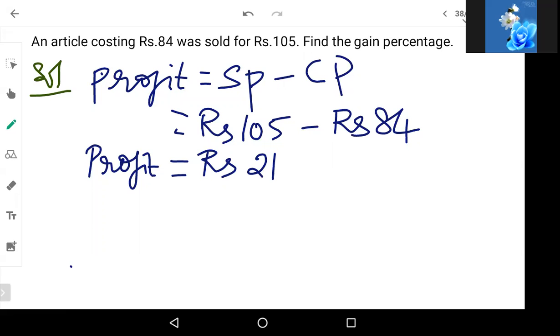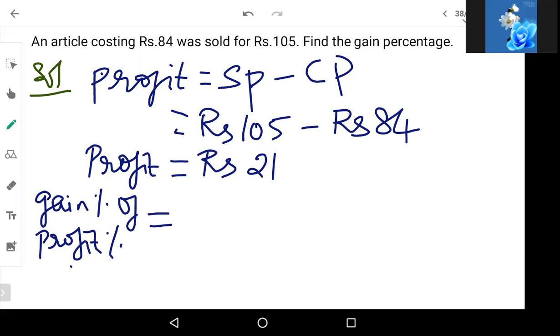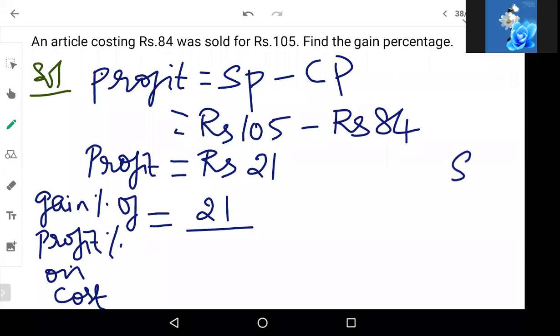Okay. Now, apart from that, they have asked us what is the gain percentage. So, gain percentage or profit percentage is equal to, now what is the profit? 21 divided by, and this will be on cost price. Profit we are calculating taking the cost price. Why are we using cost price? Because on 84 only they will add the profit of 21 to become 105. So that is why we will consider the cost price here.